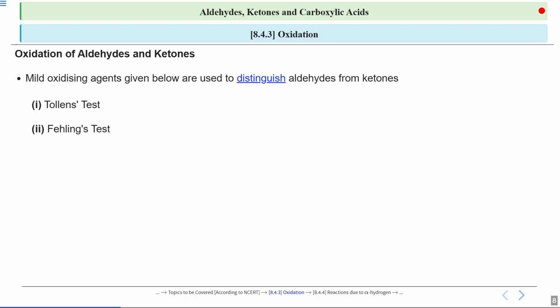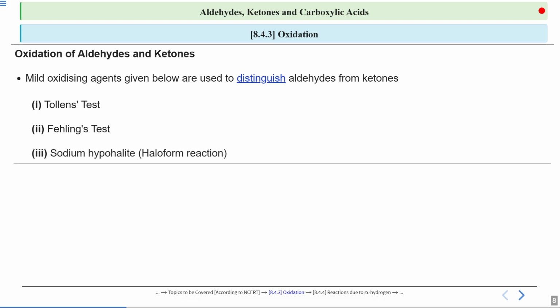This test involves a solution that changes color when it reacts with an aldehyde. So when you react it with an aldehyde, it will change the color, turning from blue to a brick red precipitate. That brick red precipitate, or that color change, helps us to identify the presence of aldehydes.